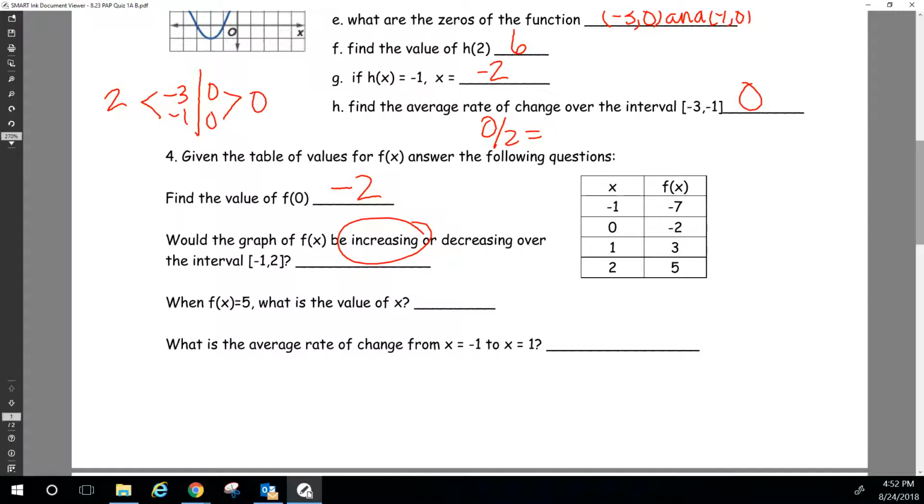When y is equal to 5, what's my x value? It's 2. What is the average rate of change from -1 to 1? So we're looking at this interval here. So from -1 to 1, it's changing by +2. When going from -7 to 3, we're going up 7 to get to 0, another 3. So 7 plus 3, we're going up 10. So my average rate of change there would be 10 divided by 2, which is 5.